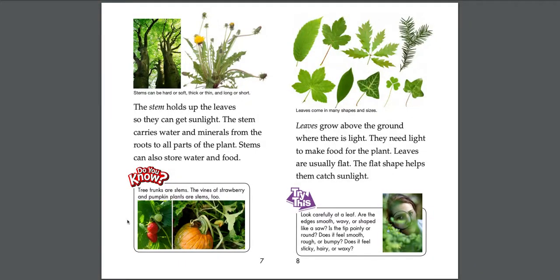And then here on our Did You Know section, it says tree trunks are stems. The vines of a strawberry and pumpkin plant are stems too. And then on the section it says try this. It says look carefully at a leaf, although those may be hard to find right now. Are their edges smooth, wavy, or shaped like a saw? Is the tip pointy or round? Does it feel smooth, rough, or bumpy? Does it feel sticky, hairy, or waxy? So if you do have access to a leaf, maybe an indoor plant or something, go ahead and take a look at that.